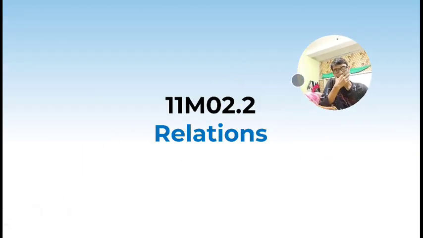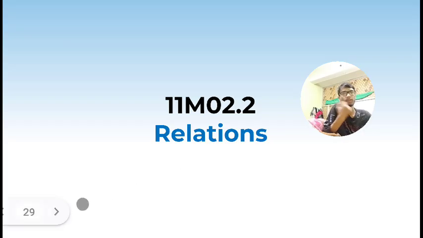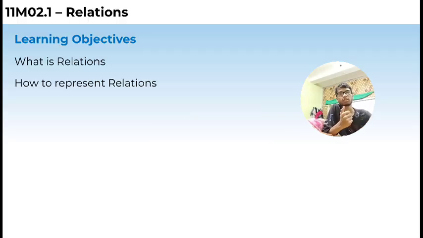This is a relation. Let's see what a relation is. We will link the discussion of what we studied, the Cartesian product, with a relation. Let's see the learning objectives. What is a relation? How to represent relations. What is the meaning of a relation, and how to represent this relation.